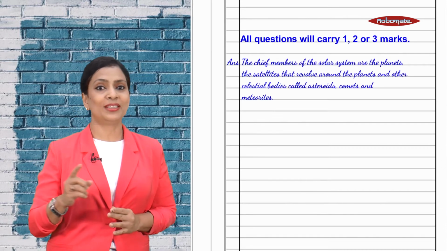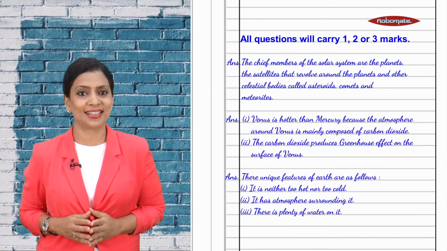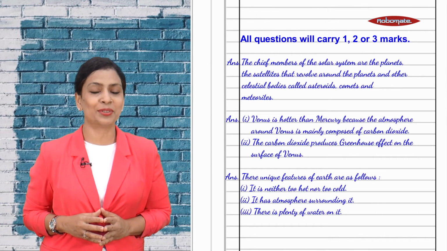For 1 mark, you need to write 1 sentence. For 2 marks, 2 sentences. For 3 marks, 3 sentences. Well, if you know more points, you may definitely write them too.